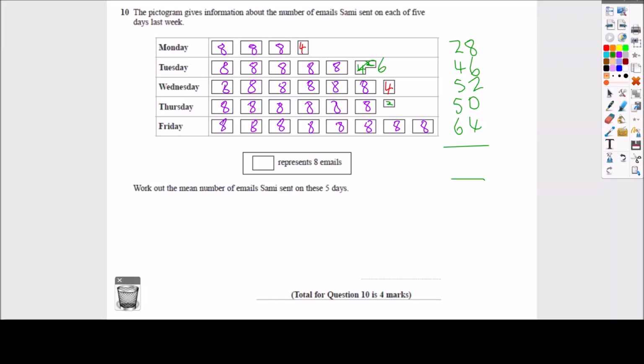That gives us a total number of emails of 240. So the total number of emails is 240. Now the question actually asks for the mean number of emails sent on these 5 days. So if we've got 240 sent in total, how many is that per day? Well, divide it by the 5 days. 240 divided by 5 is 48.